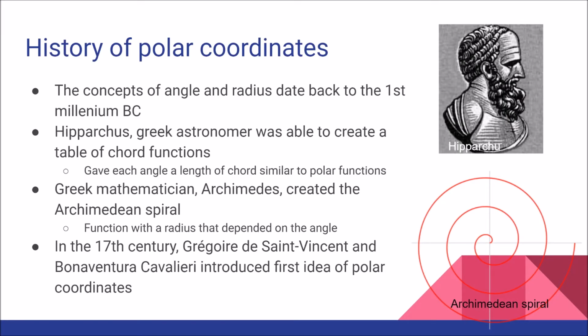History of polar coordinates. The concepts of angle and radius date back to the first millennium BC. Hipparchus, a Greek astronomer, was able to create a table of chord functions where he gave each angle a length of chord, similar to polar functions. A Greek mathematician named Archimedes created the Archimedean spiral, which was a function that had a radius depending on the angle. In the 17th century, Gregoire de Saint-Vincent and Bonaventura Cavalieri first introduced the idea of polar coordinates.